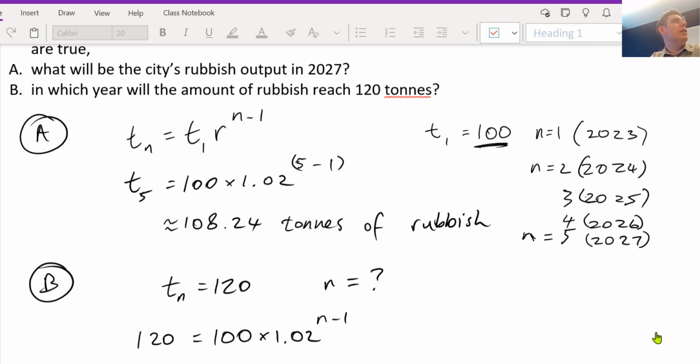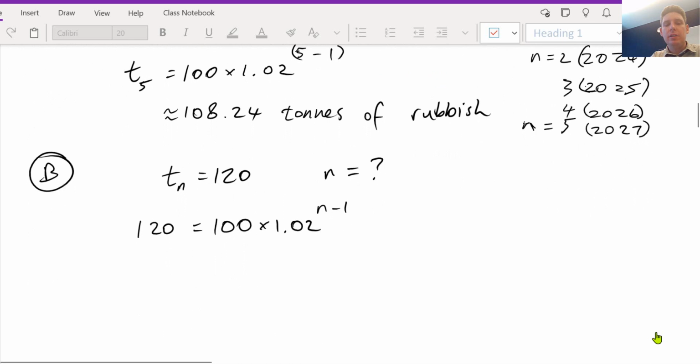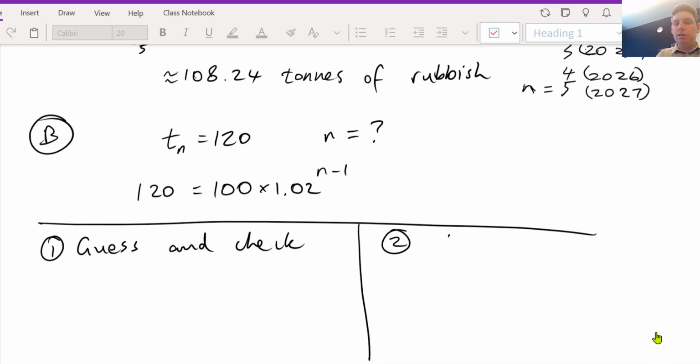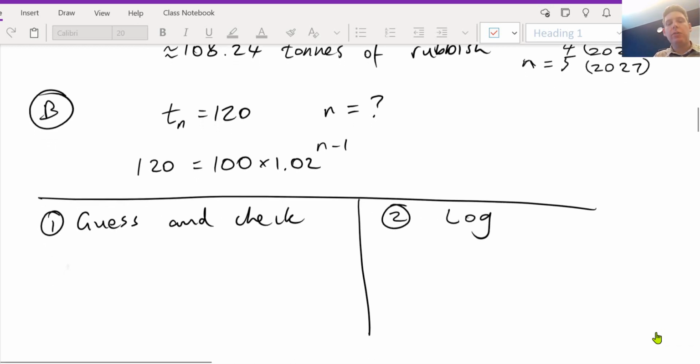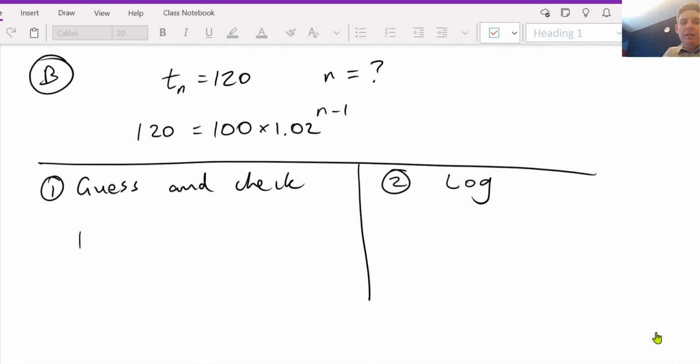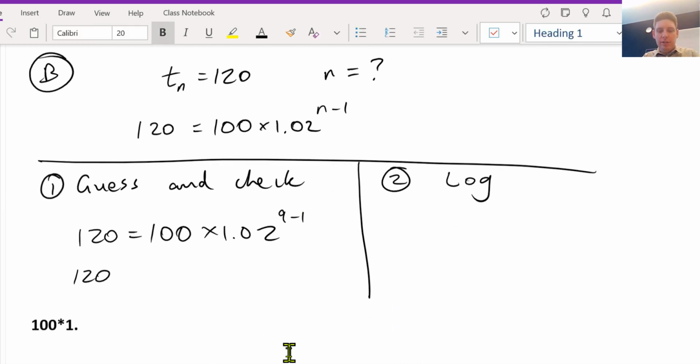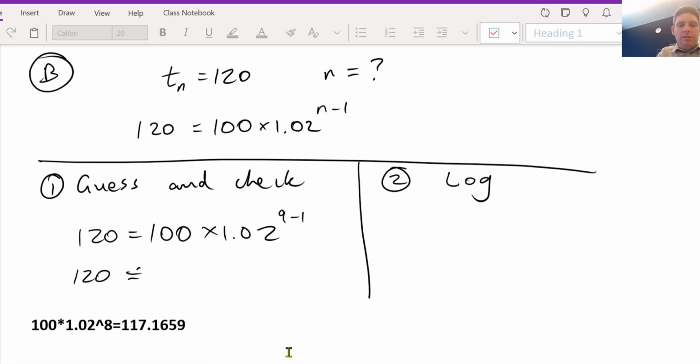When we get to this point, there's two ways to do it. We can either do guess and check, or you can do log. I'm going to show you both ways. So you sub in, let's try, n is equal to 9. 100 times 1.02 to the power of 8, 9 minus 1, yeah? So not quite equal, we're very close.